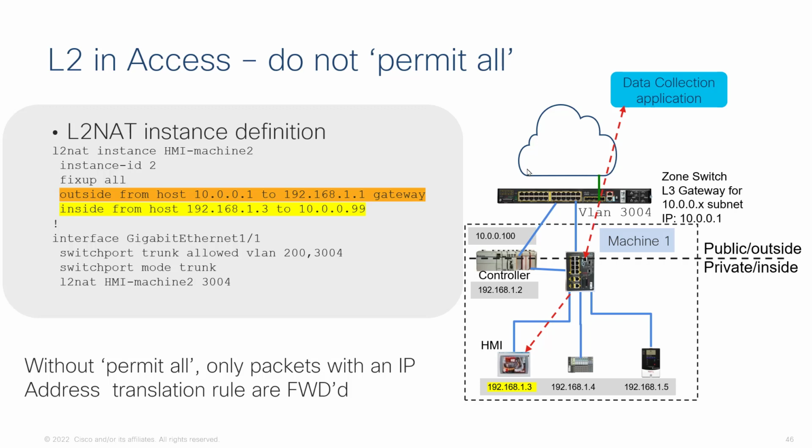Only packets with an IP address translation rule are forwarded, or rather permitted, to go through the interface, only for VLAN 3004. Right? So packets on VLAN 200, because we did not apply a layer 2 NAT instance to VLAN 200, are not impacted. There's no deny on VLAN 200 like there is for VLAN 3004.